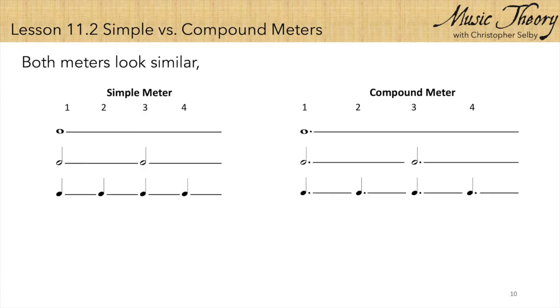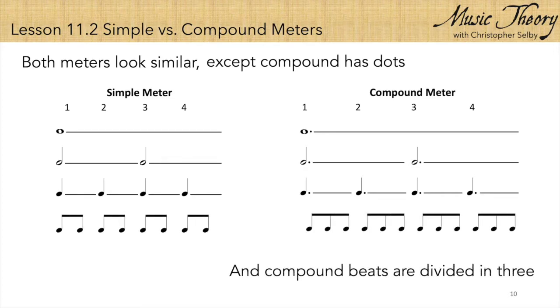Both of these meters look very similar, but if you look closely, compound meters have dots after the whole notes, half notes, and quarter notes. And when we look at how these beats are divided, we notice that simple beats are divided into 2 eighth notes, and compound beats are divided into 3.